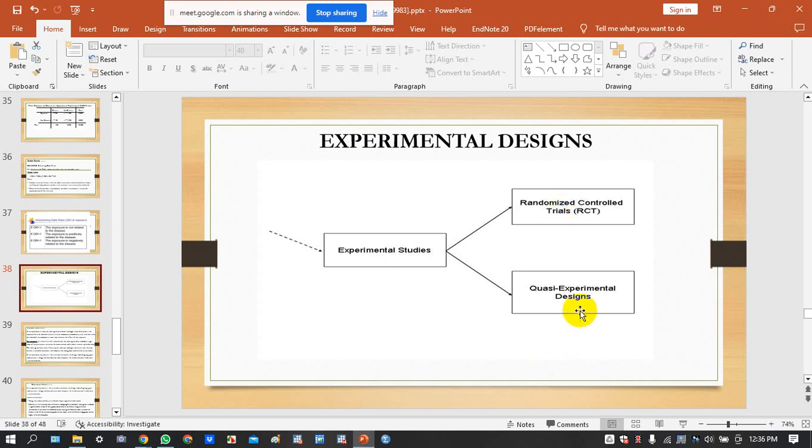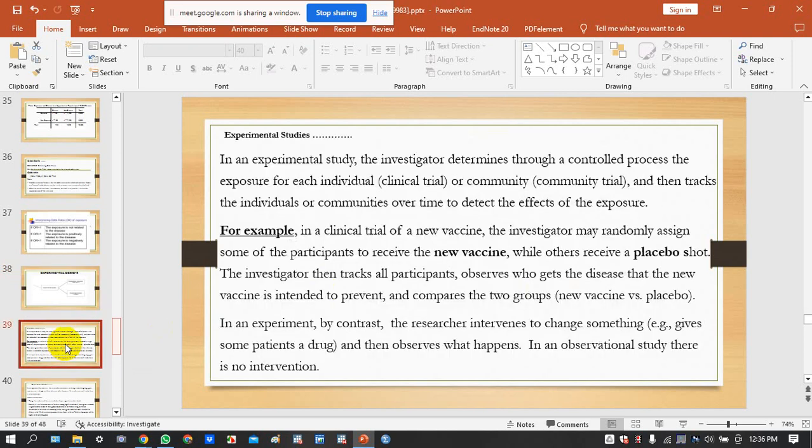Then the quasi-experimental designs. That one is a form of randomized control trial, but over here, we don't use randomization. Subjects are not randomized in this aspect. It's the same, it's an interventional study, but we don't randomize subjects. Okay, so we are left with just a few slides to finish.